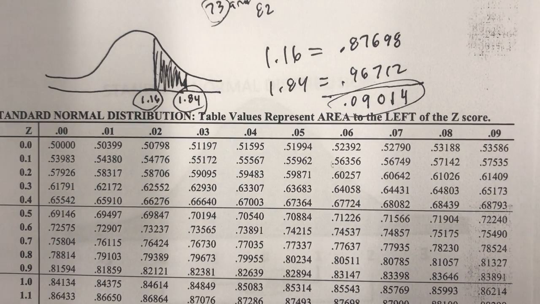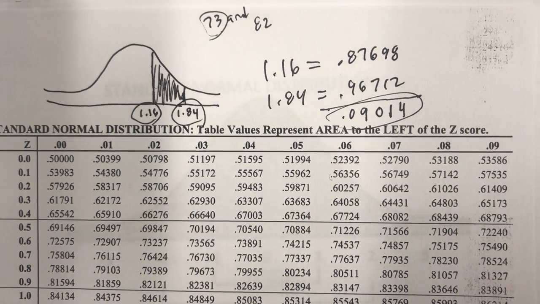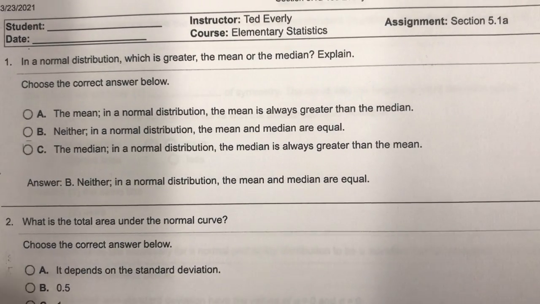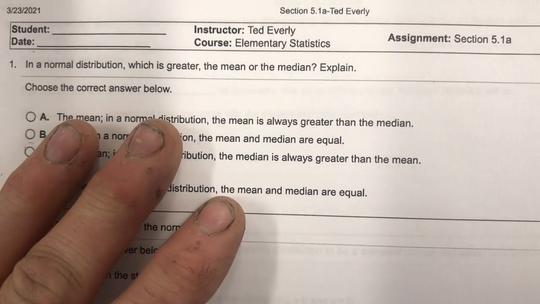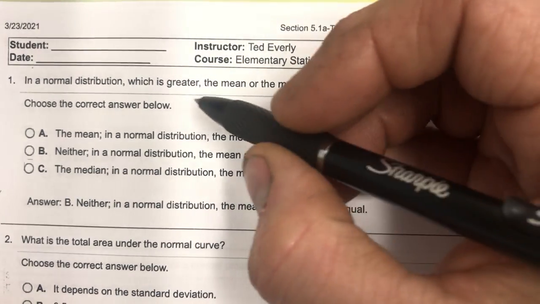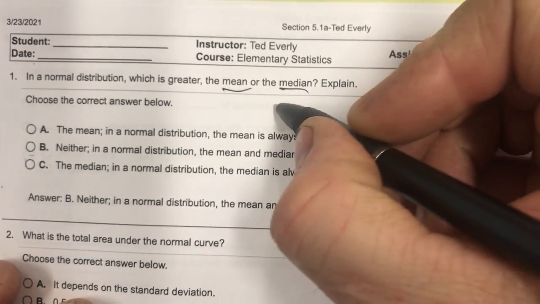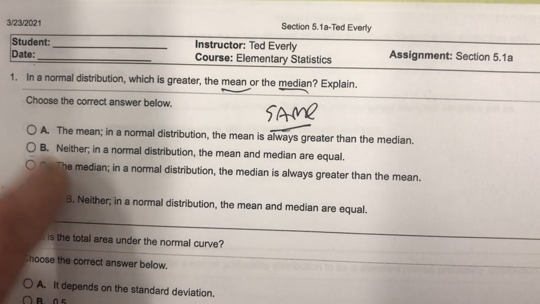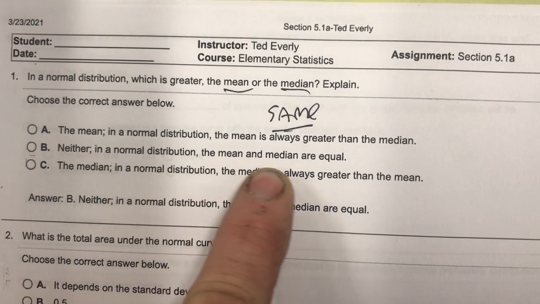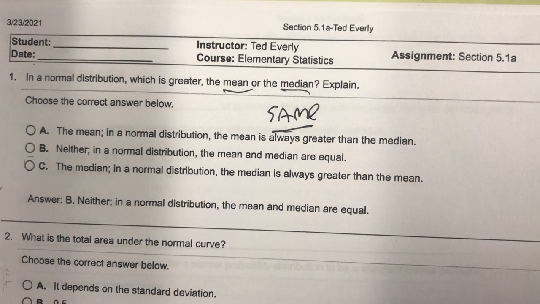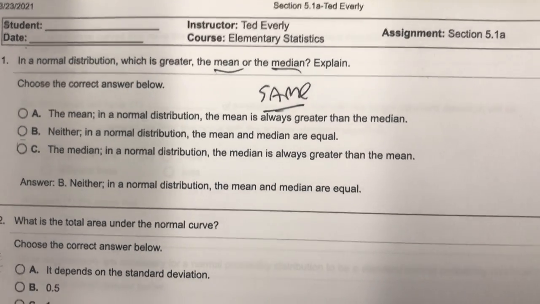Now we'll do some of these problems, and maybe that might help you understand a little bit better. All right, so let's look at this one right here. In a normal distribution, which is greater, the mean or the median? Now I didn't tell you this, but in a normal distribution, the mean and the median are the same. They're exactly the same. So right here, neither. In a normal distribution, the mean and the median are equal.